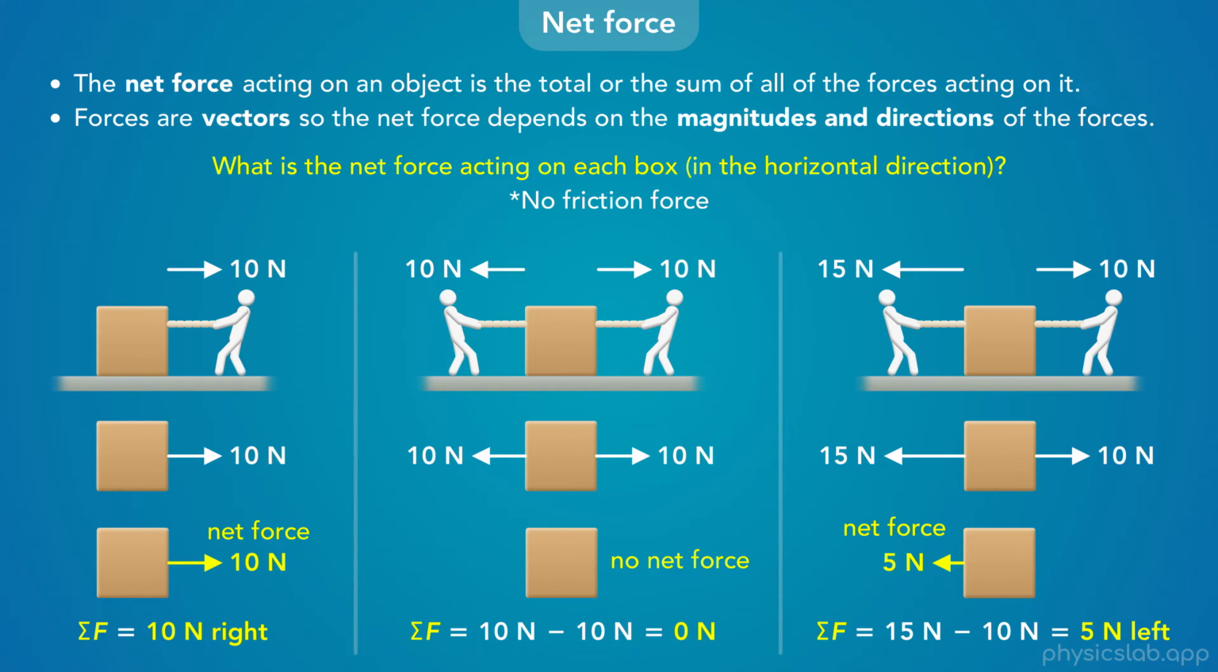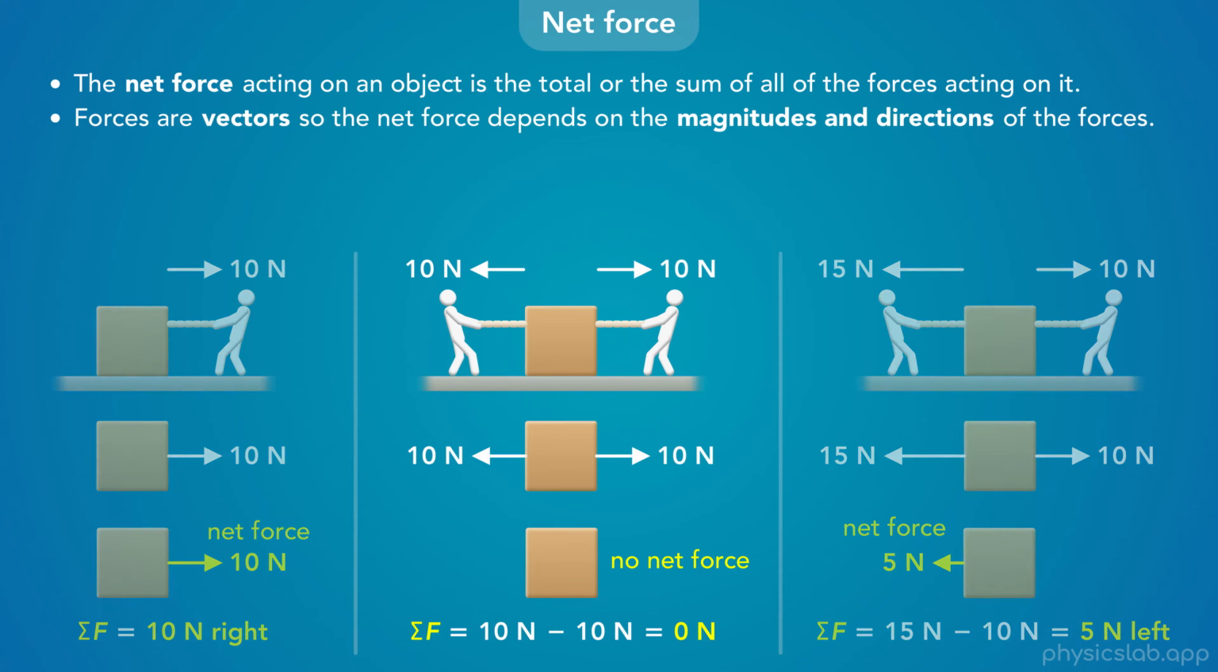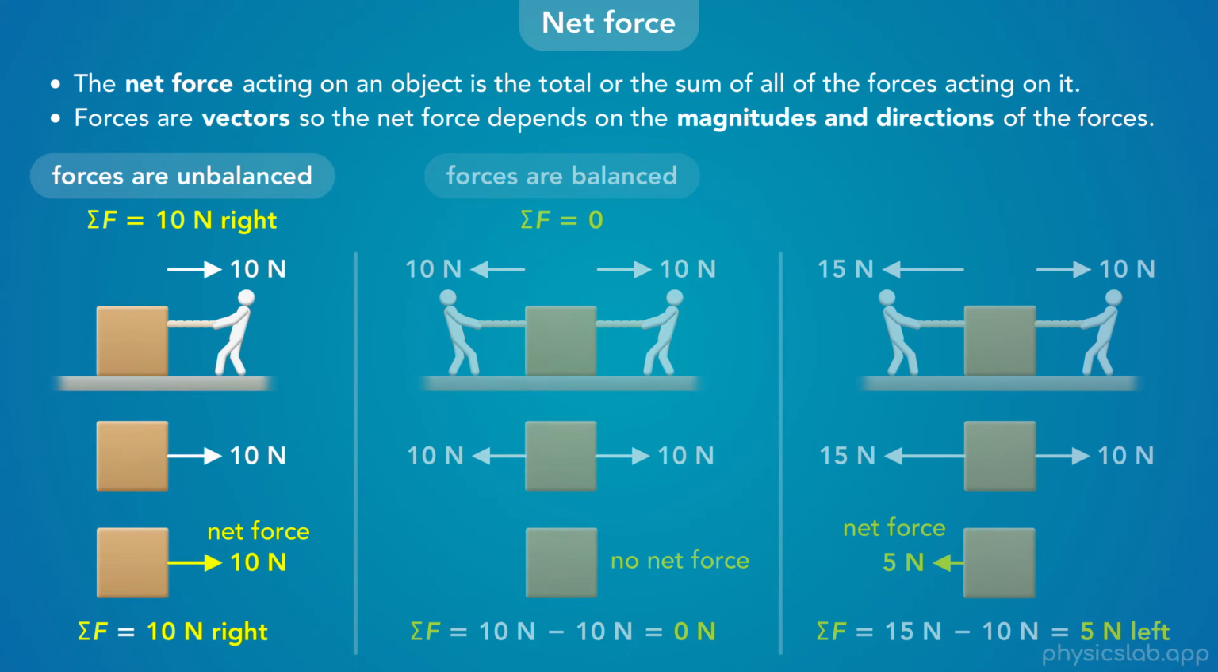A net force is not a certain type of force, it's just the total, or the sum, of all of the forces on the object. For the second box, we would say that the forces are balanced, because the forces on each side have the same magnitude, and the net force is 0. For the first box, we would say the forces are unbalanced. There's only one force pulling to the right, and there's no other force to balance it out.